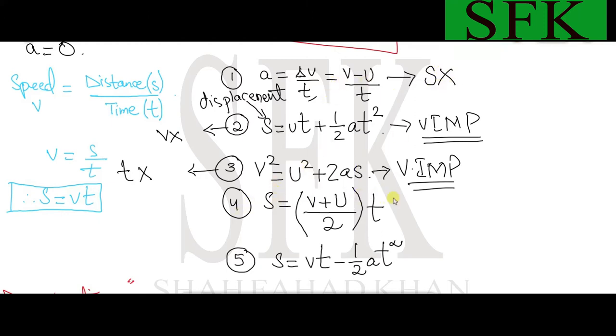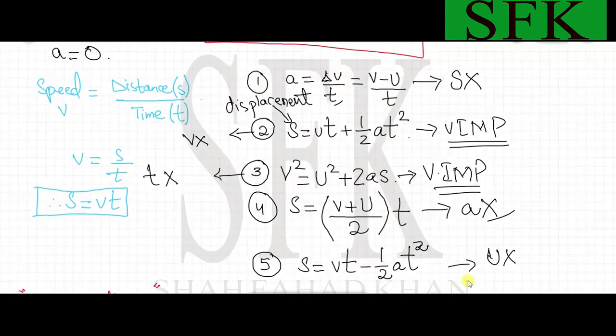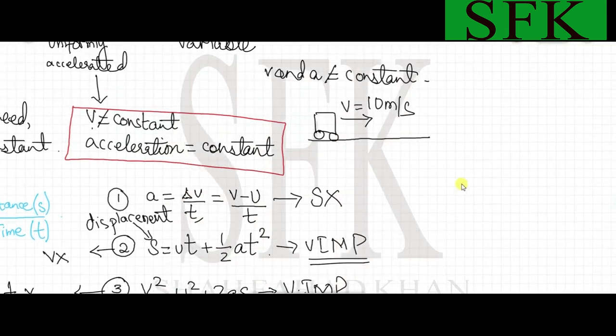The fourth equation is basically used when the acceleration is not given. When the acceleration is not given and everything else is given, this equation can be used. And then the last equation, s = vt - (1/2)at², is used when the initial velocity u is not given. But this is the least tested formula. The first four are the more important ones, so better learn them for your exams. So that's it for the uniformly accelerated motion.